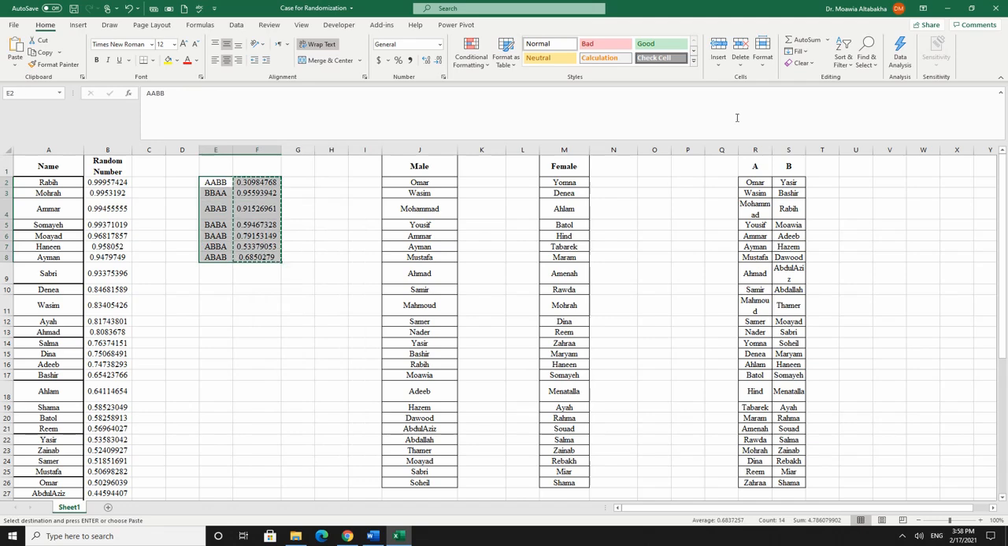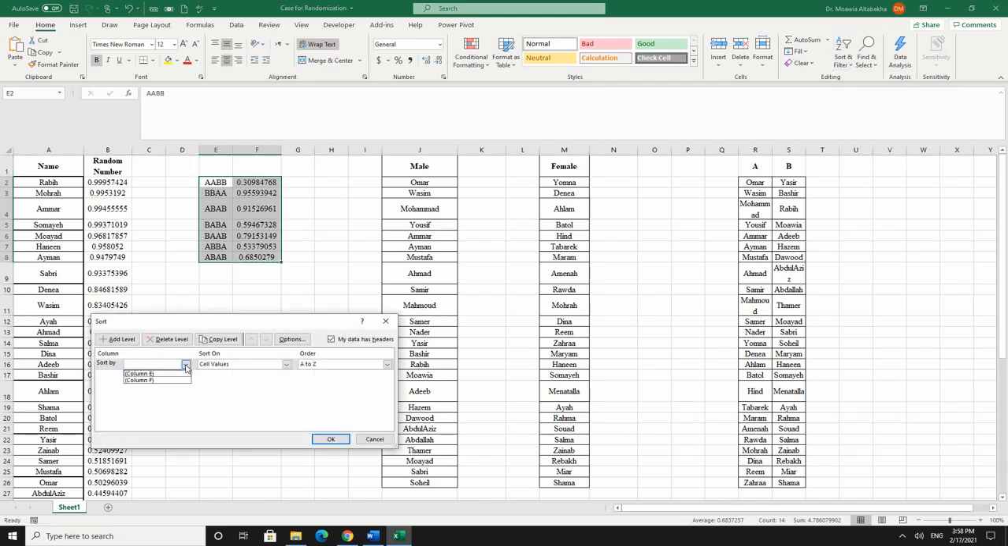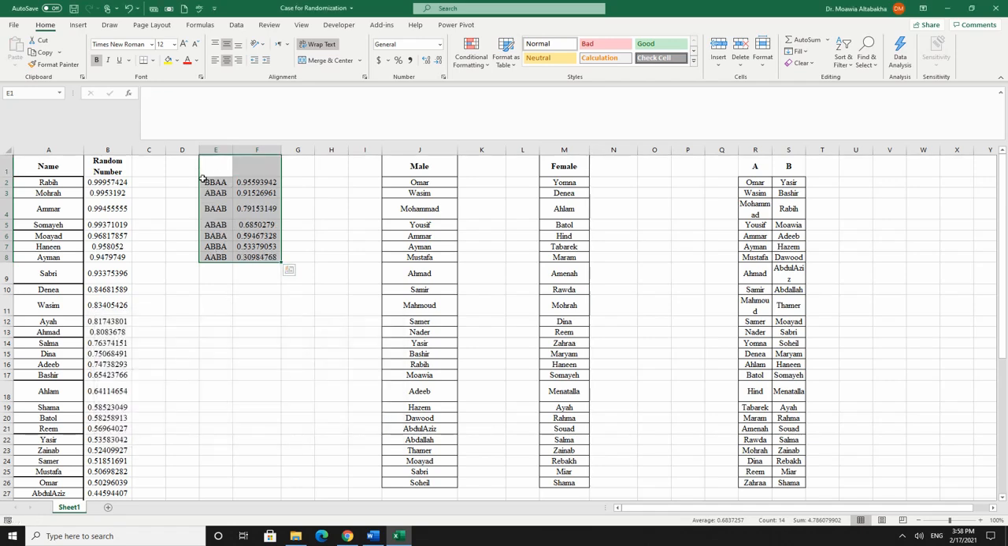Now I will arrange them. I will sort them according to group F from the highest to the smallest. Okay, شوف هاي خربط لي اياهم. Okay, now I don't need this one.